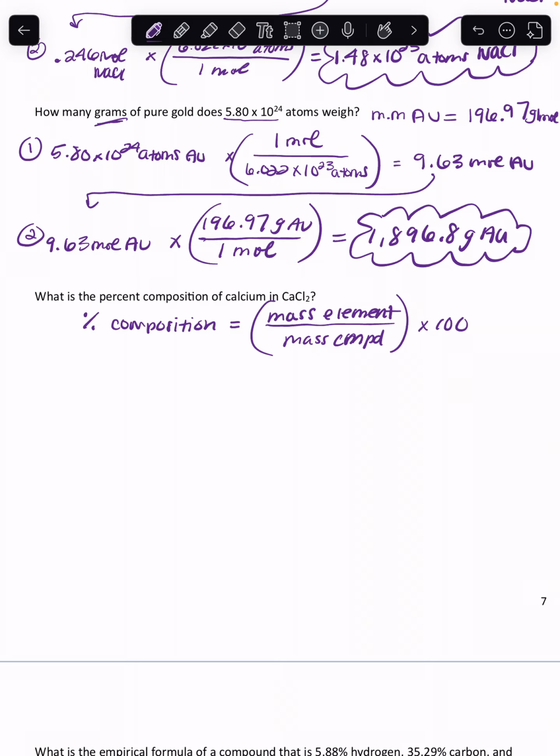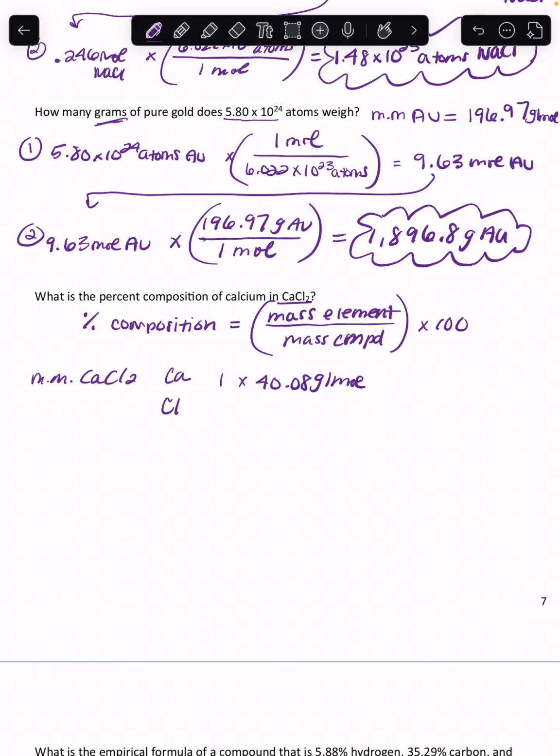So first, I need to find the molar mass of CaCl2. Molar mass of CaCl2. I look and I go, all right, calcium. What is that? I got 1 calcium in here, and it is 40.08 grams per mole. Awesome.